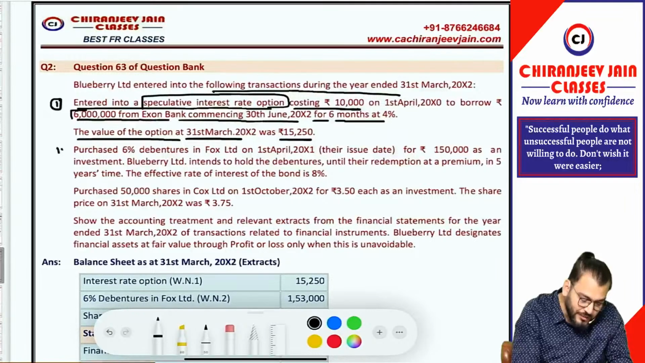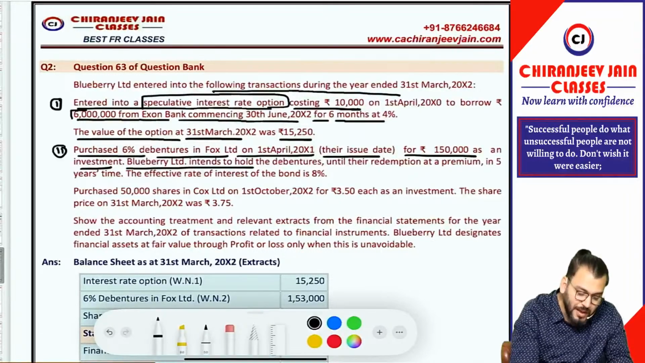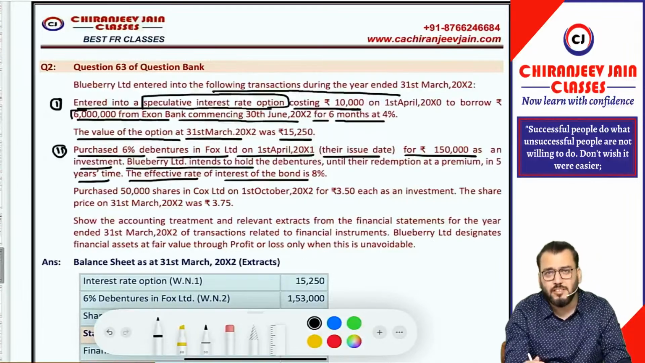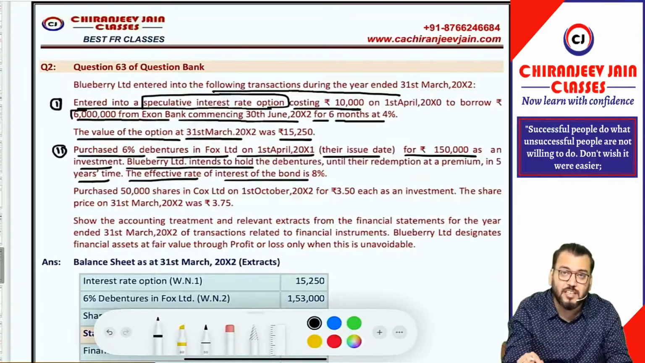Now this is the second transaction. Purchase of 6% debenture in Fox Limited on 1st April 2001, the issue date, for rupees 1,50,000 as an investment. Blueberry Limited intends to hold the debenture until redemption at a premium in 5 years' time. The effective rate of interest of the bond is 8%. Because this will be held to collect cash flows till maturity, it will be measured at amortized cost by applying EIR, correct?